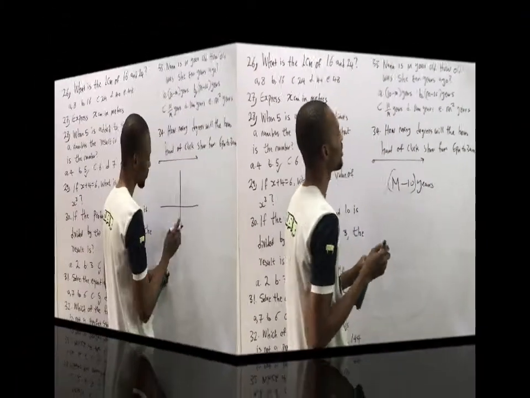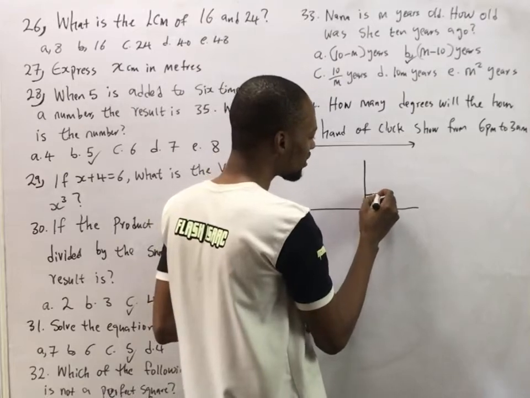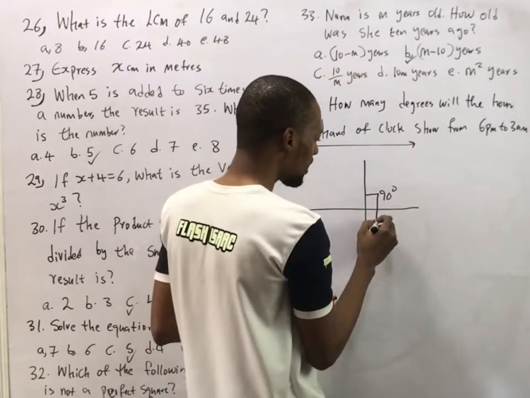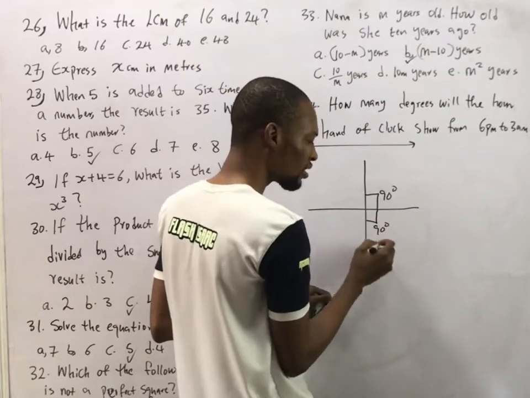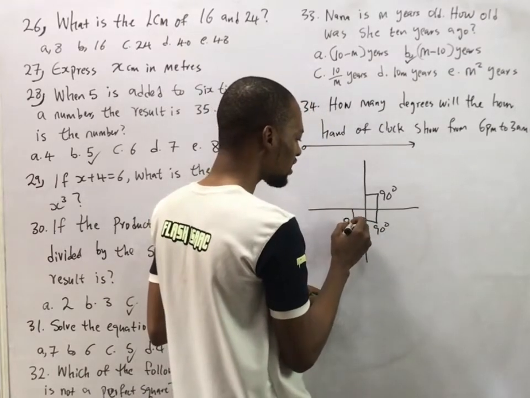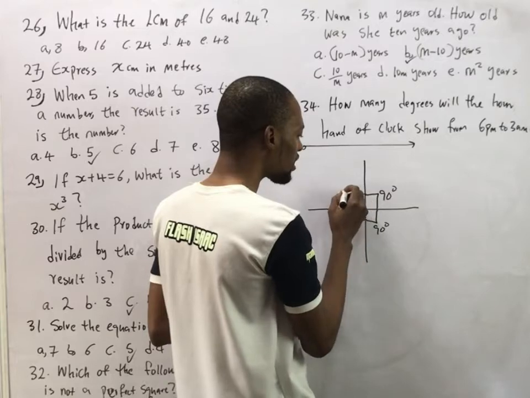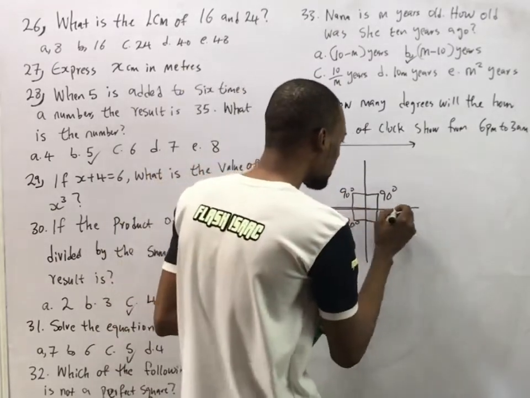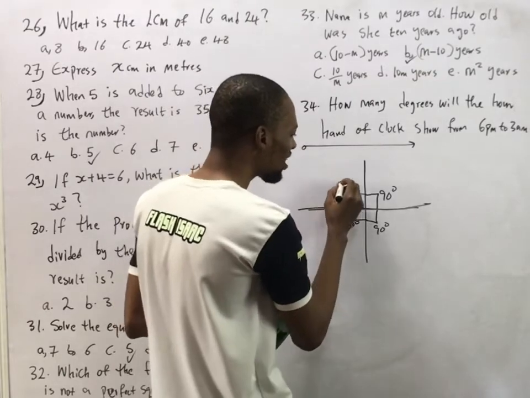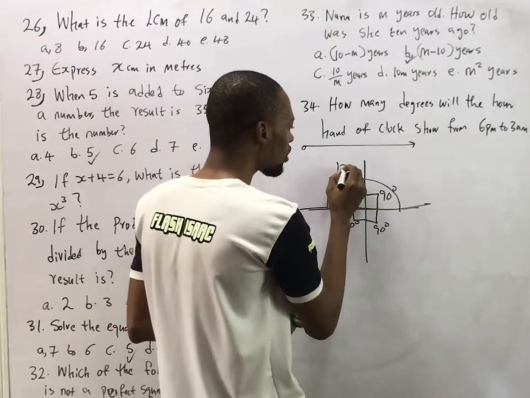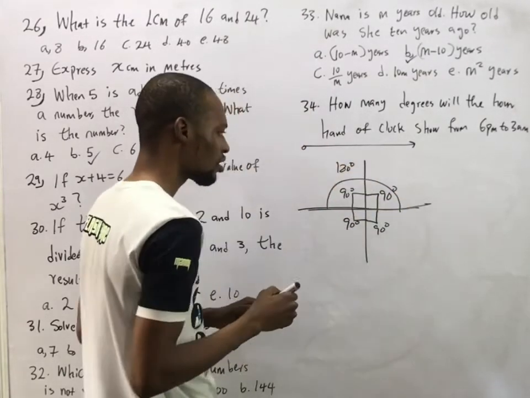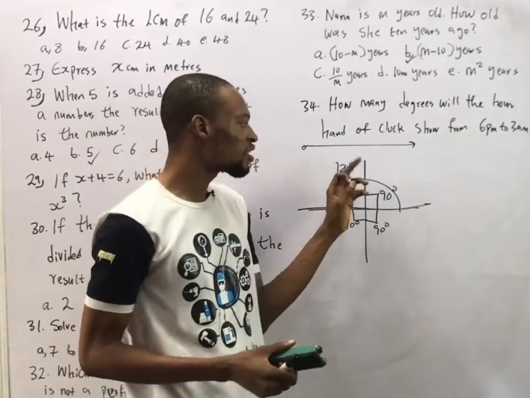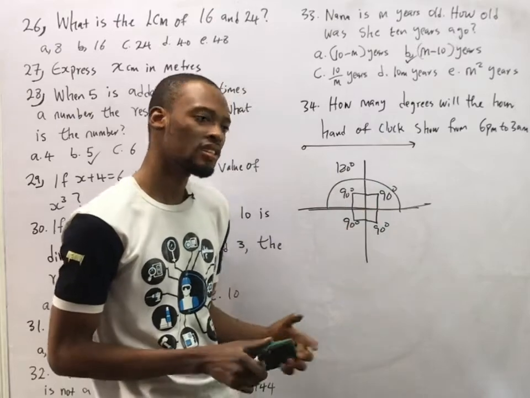So that's the answer. From here to here is actually 90 degrees. From here to here is 90 degrees. And from here to here is 90 degrees. So from here to here is a straight line. This means the total angle in a straight line is 180 degrees. So if you are asked, what is the angle on a straight line? The angle on a straight line is 180 degrees.